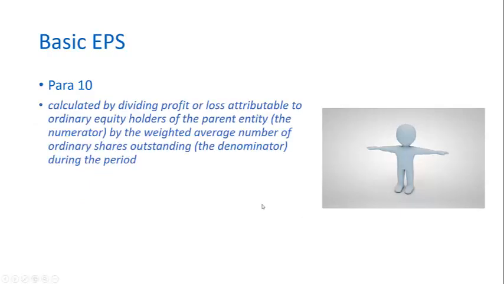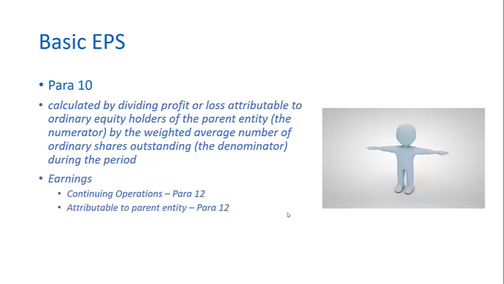Well, a basic earnings per share is pretty simply calculated as dividing the profit or loss attributable to ordinary shareholders by the weighted average number of shares on issue. Which earnings number? Well, it's the earnings number from continuing operations, and it's only the earnings which are attributable to the shareholders in the parent entity.